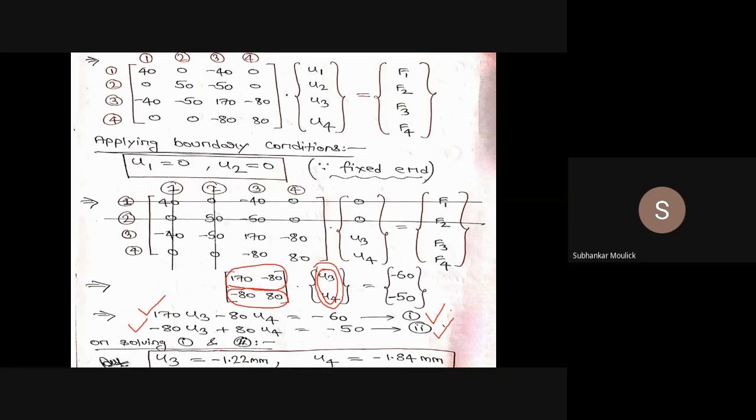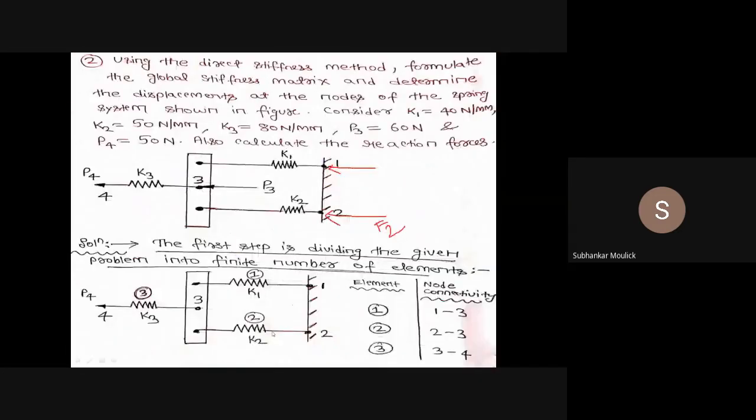and that value is coming out to be u3 is minus 1.22 mm and u4 is minus 1.84 mm, and this minus sign indicates that I have taken the direction of displacement wrong. So my direction of displacement will be which direction? That means at node 3, the direction of displacement will be in this direction. At node 4, direction of displacement will be in this direction.